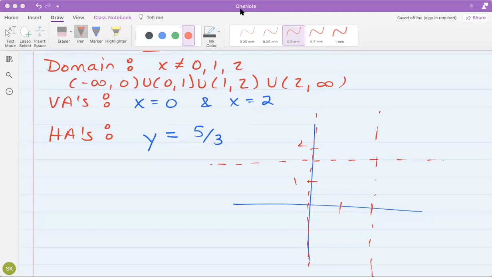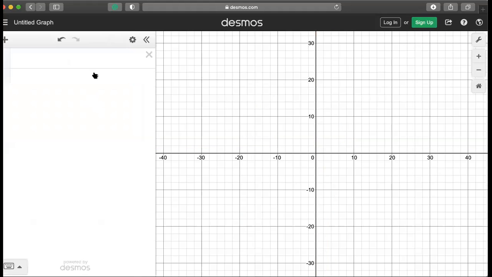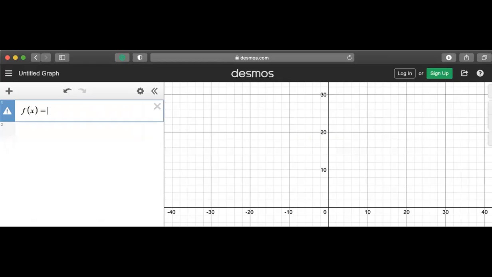Okay, so let's graph that. So let's switch our screen. So this was the last graph. Let me get rid of that. So f of x is equal to, let me write all of this stuff down. It was, oh, here it is.